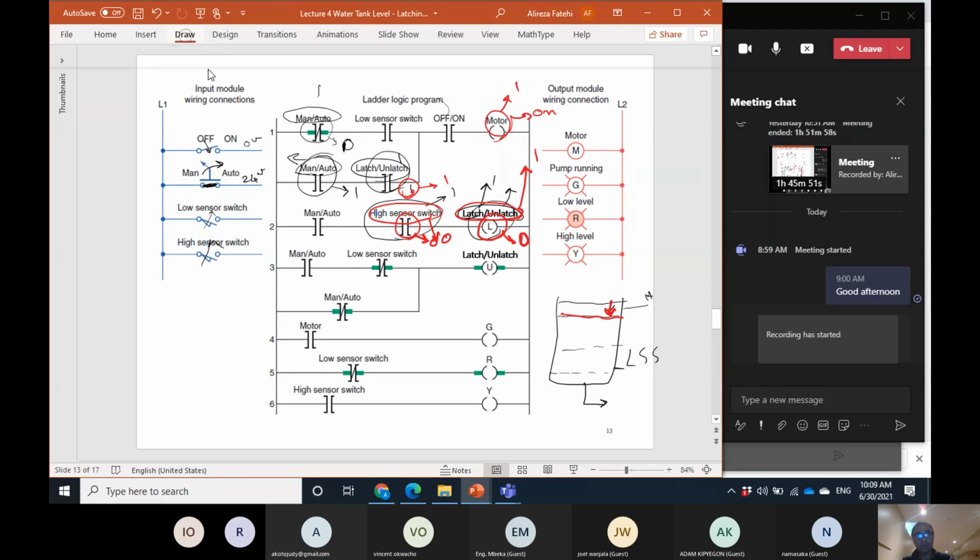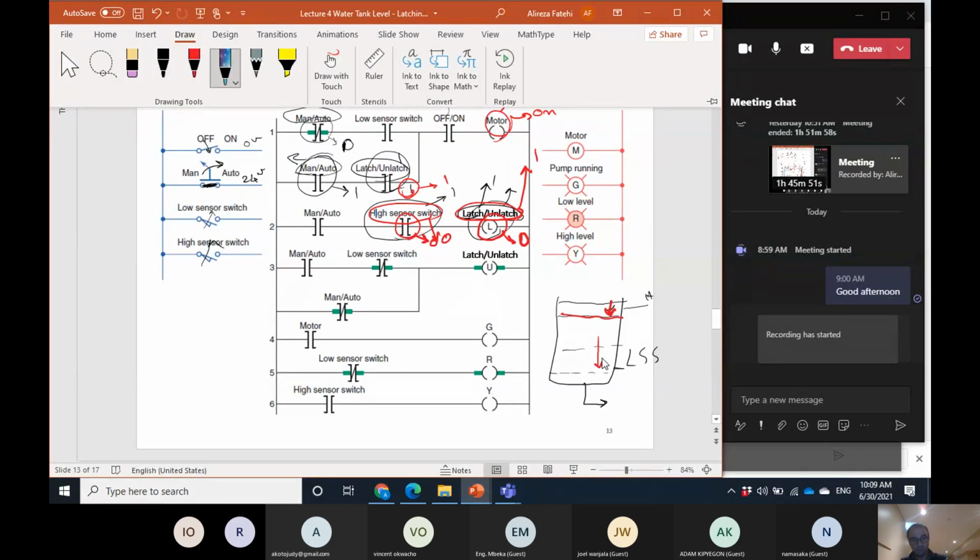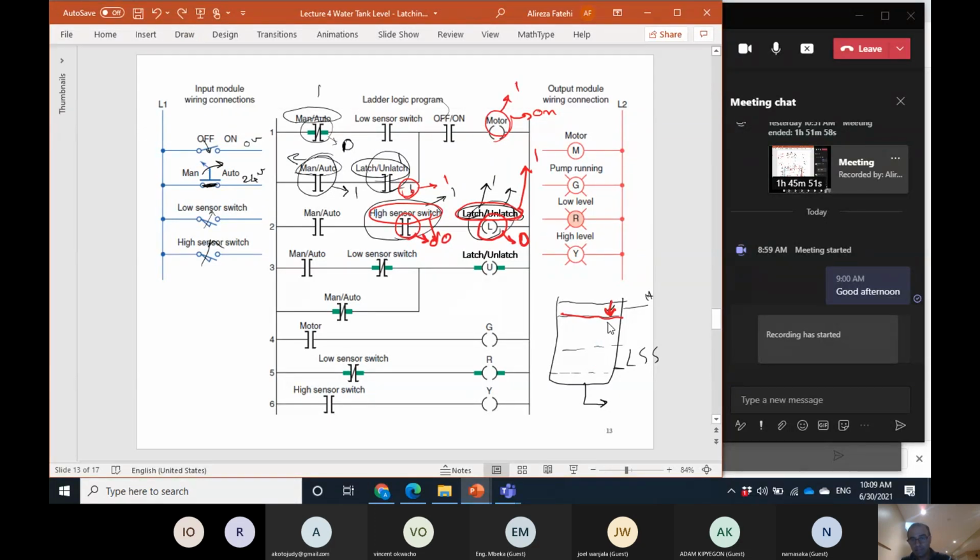But when the level of the tank reaches low, the motor remains on until the level of the tank reaches lower than low. If it reaches lower than low, then this becomes 0 because it's normally open. When the level is less than the low sensor switch, there's not any water in front of that, so it is not activated at that point.